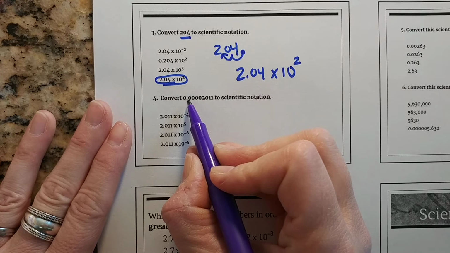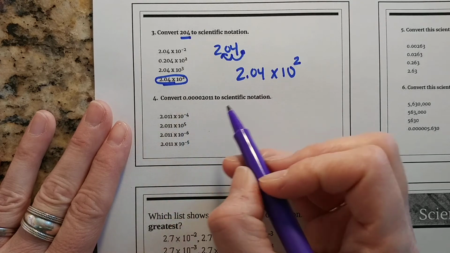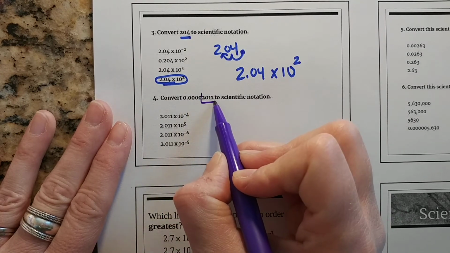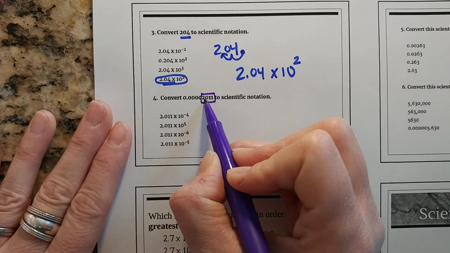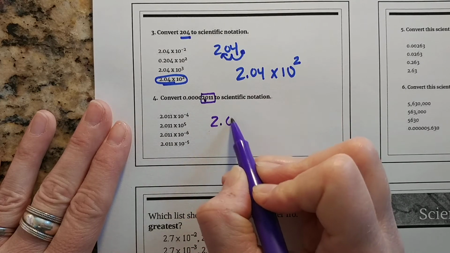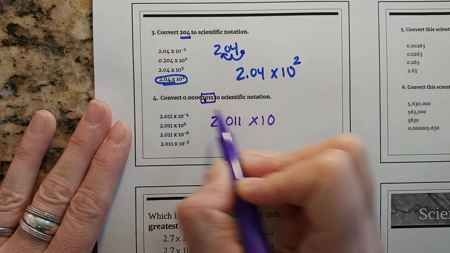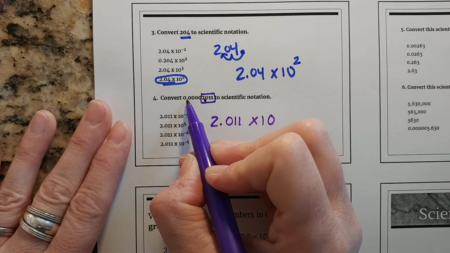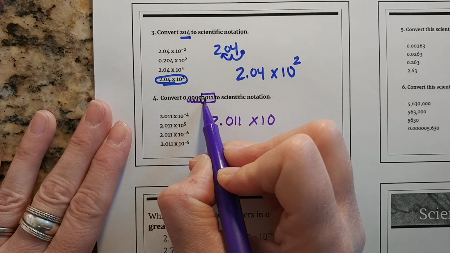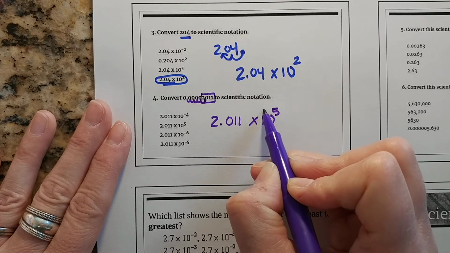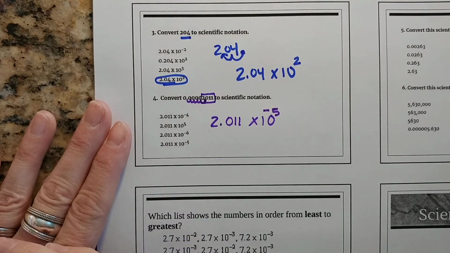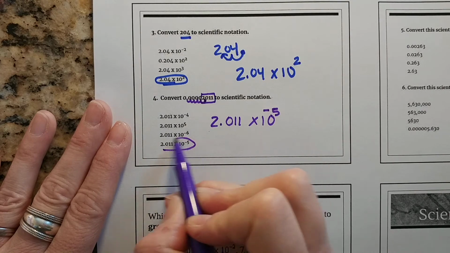Number 4. Very small number. So we know we're going to need a negative exponent. Well, take a look at the numbers here. 2011, I'd want the decimal point to be right after the 2. 2.011. What power of 10? Well, let's count how many places we want the decimal point to move. 1, 2, 3, 4, 5. 5, but again, it's a negative exponent. That's a very small number. So it looks like our answer would be here.